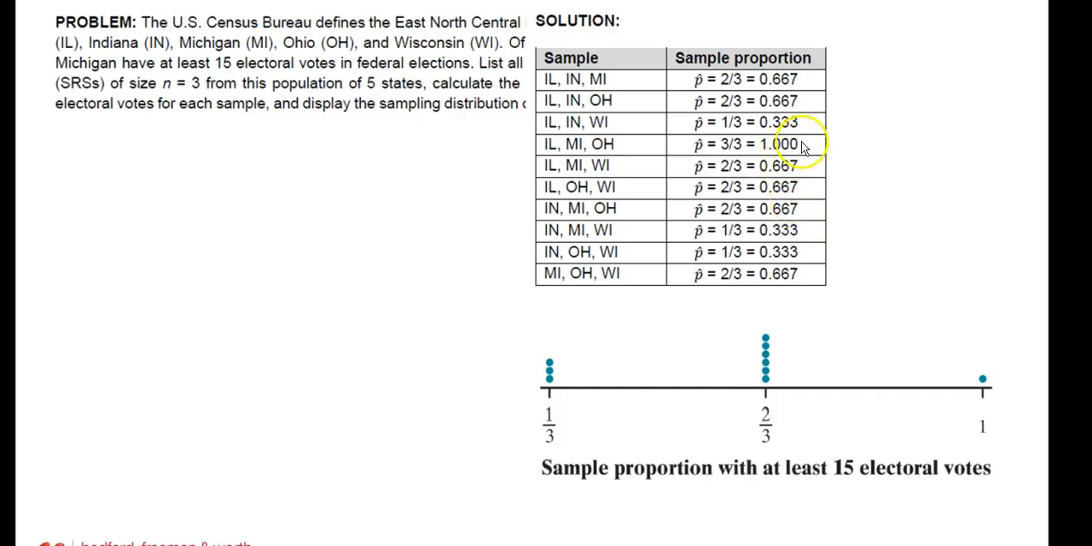And there's probably one case, there is, where you pick all 3 big states there, and 3 out of 3 is 100% there. So they plotted those on a dot plot. That's what the dot plot would look like. You can see it's pretty common to get 2/3 of the states with 15 electoral votes. If you choose 3 of them, you might get unlucky, only get 1/3, and you might get really lucky and get 1. All of them have at least 15.